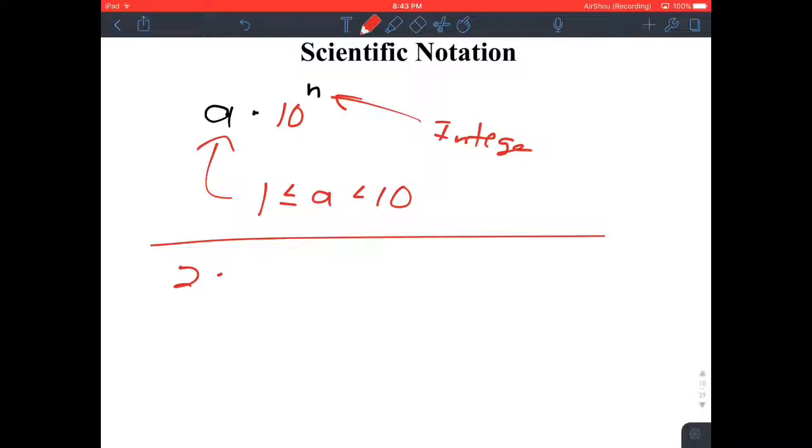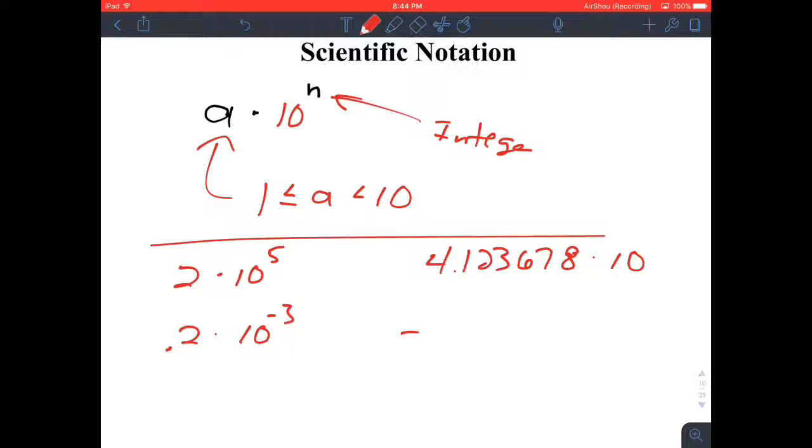2 times 10 to the 5th, is it or isn't it? 0.2 times 10 to the negative 3rd, is it or isn't it? 4.12367 times 10. And let's go with negative 1.4 times 10 to the 8th.